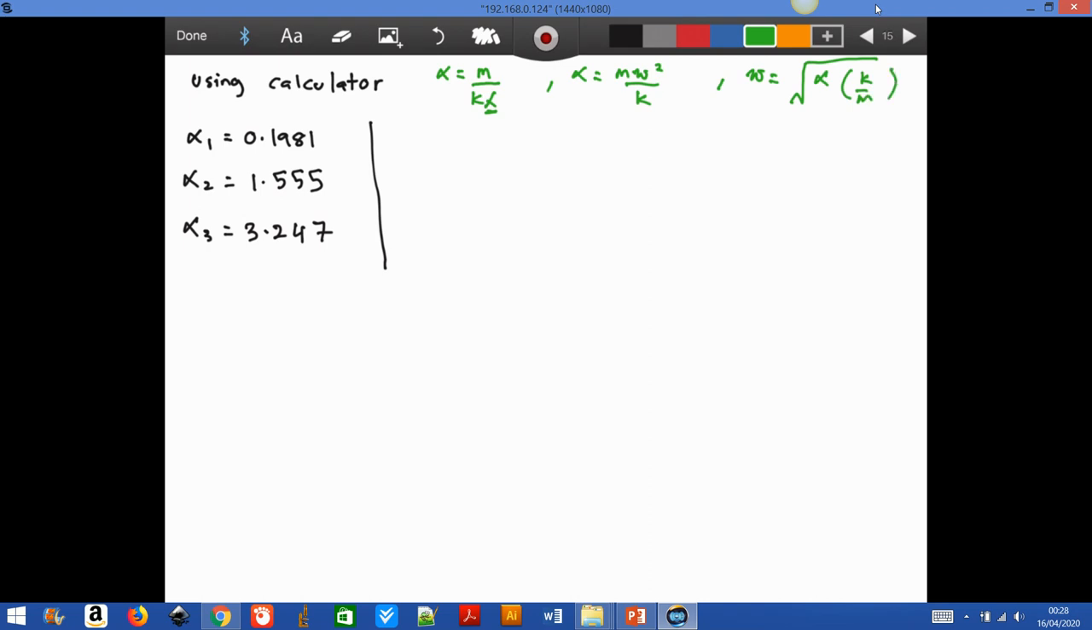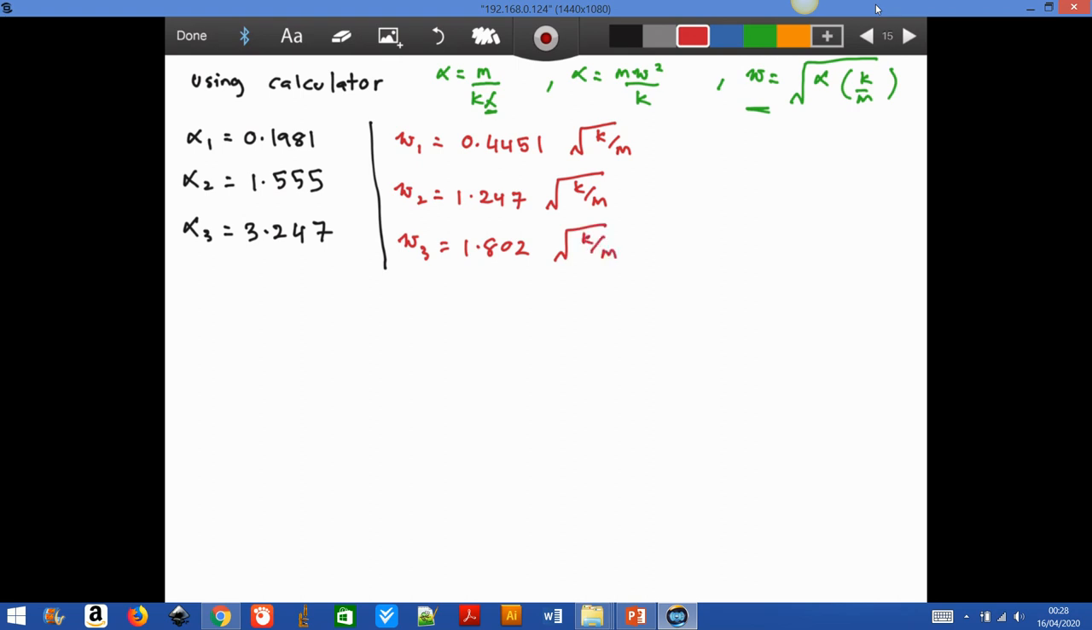So in order for us to find the omega, because that is what the question asks for, omega 1 is 0.4451 square root k over m, omega 2 is 1.247 square root k over m, and omega 3 is 1.802 square root k over m. So basically this is how we're going to get the natural frequencies using the eigenvalue approach.